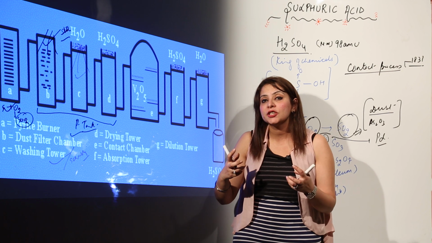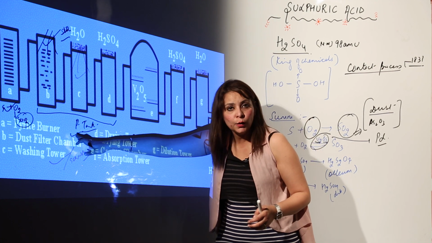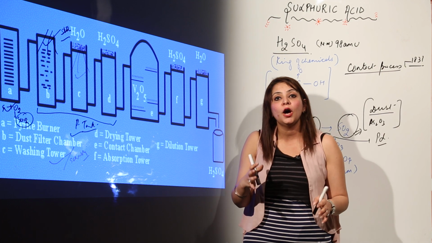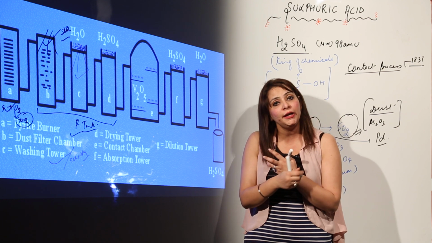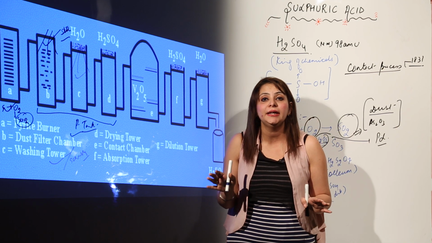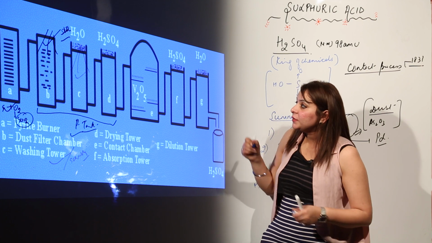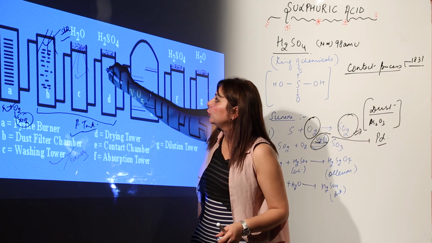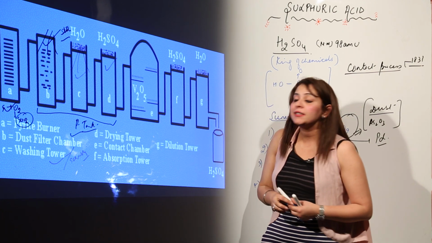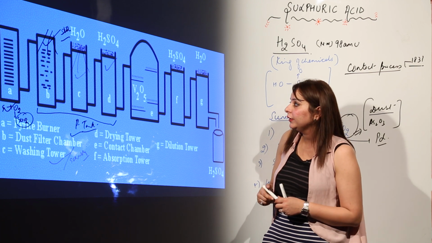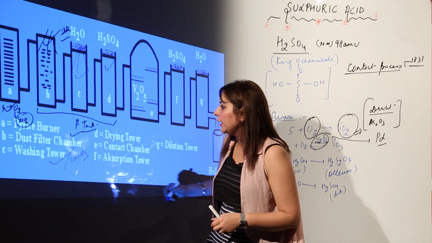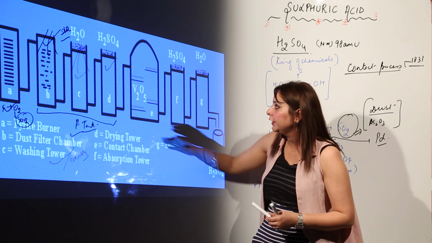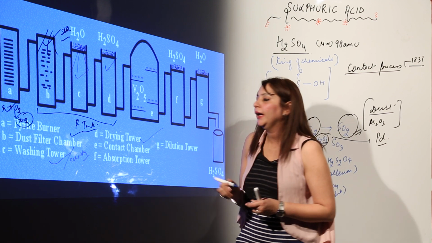Then what happens when they become wet? They settle down, right? And that means SO2 is now free from all dust particles. It does not contain any dust. Then from the C tower, it is fed into this tank, right? This is called the drying tower. So the D1 is called the drying tower.